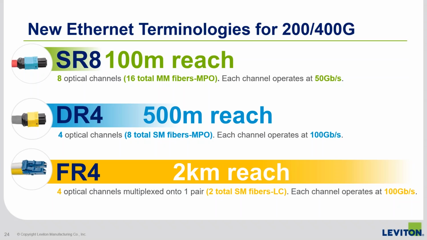The other one is the DR4, and that's a 500-meter reach. That is single mode, and does require the MPO connector as well. And then the FR4 is a 2-kilometer reach, and that would require the LC connector, so 2 fibers, single mode for that. So again, you'll see that as we go through, but just from a terminology standpoint.